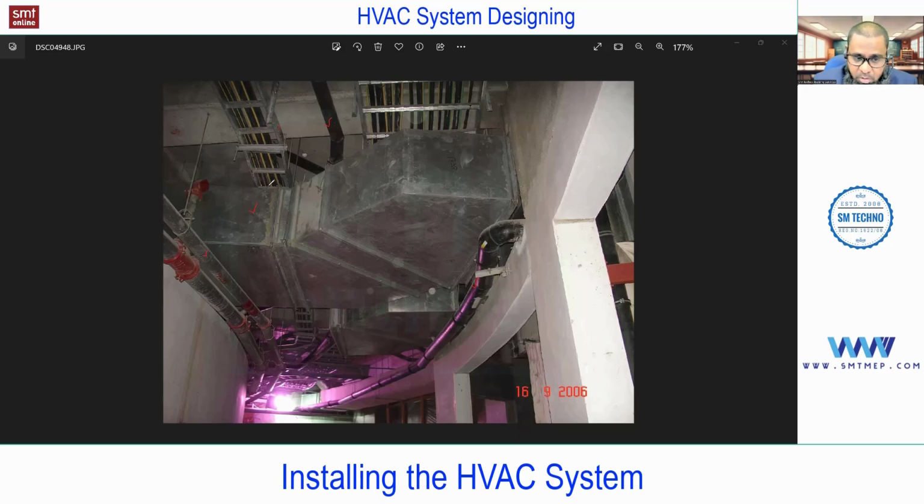run the firefighting pipe below the duct, so that it will be easy for maintenance, because the firefighting system is used only in case of a fire event. Till that time, proper maintenance is required. They need to check the condition of the pipe, any leakages, etc.